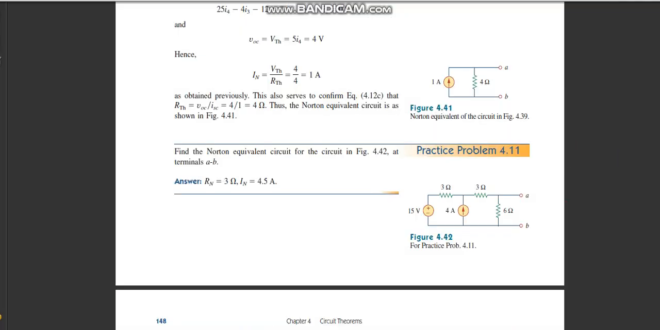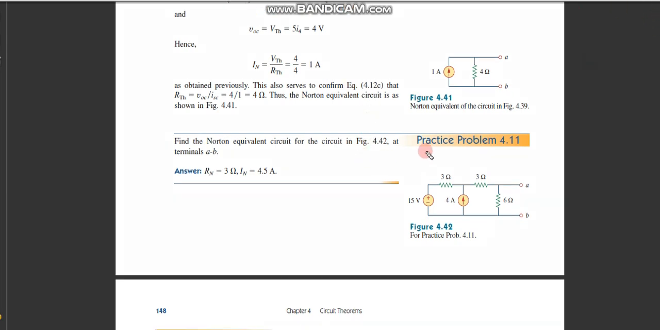Okay students, now we will try to solve this practice problem, which is basically 4.11. It says find the Norton equivalent circuit of the given circuit. So we need to find the Norton equivalent circuit. By definition, it is represented by a current which is IN, the Norton current, in parallel with a resistance which is R Norton, and then we have the terminals A and B. So this is equal. Now we need to find this Rn.